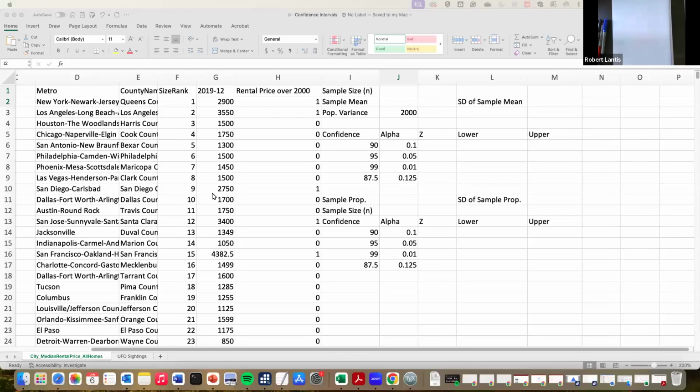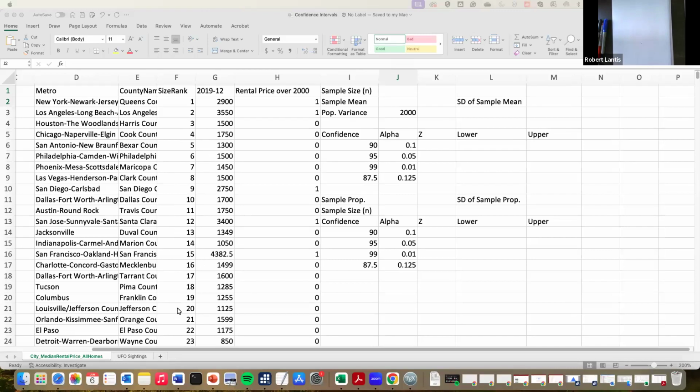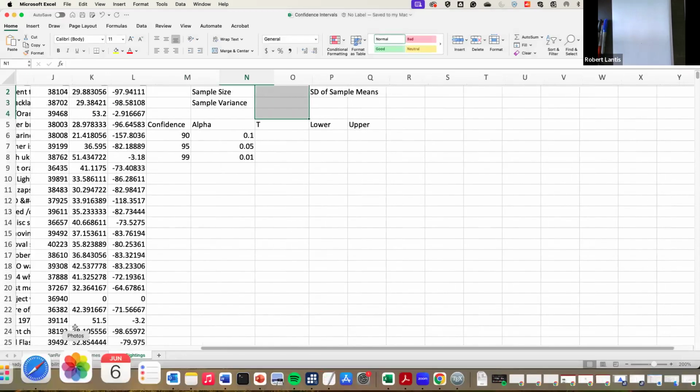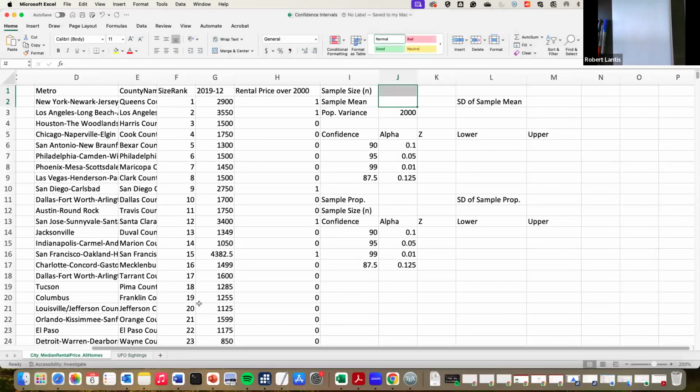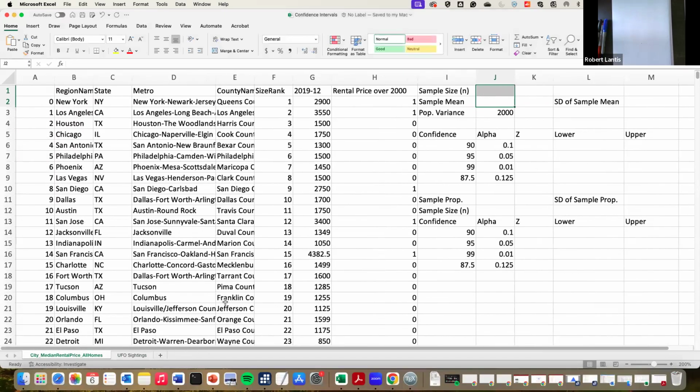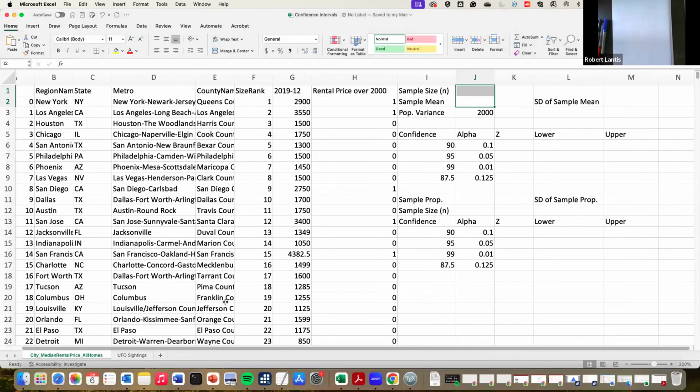All right, so I've got this file on Canvas called confidence intervals. It's got two different worksheets, median rental prices, and then UFO sightings. So we're going to start with the blank version of the file. I'm going to show you how we would work through each one of the three types of confidence intervals that we talked about.